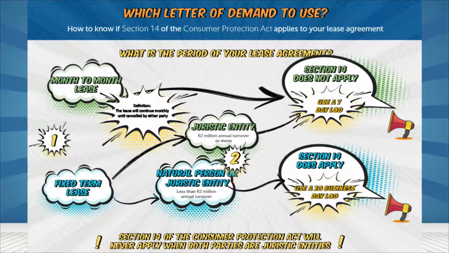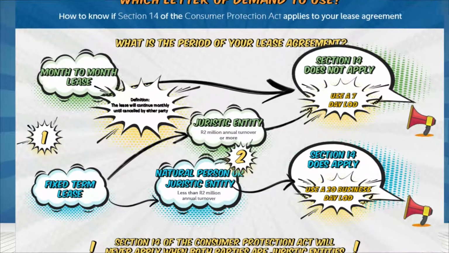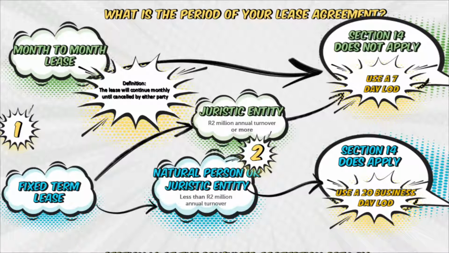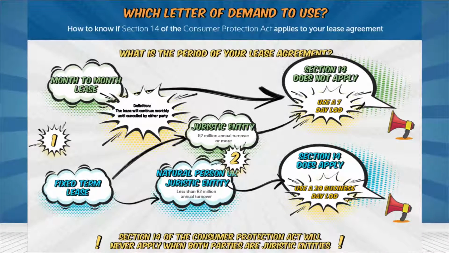And that next step is looking at your parties. So if your tenant is a juristic entity with 2 million Rand annual turnover or more, then you will use a 7-day letter of demand. However, if your tenant is a natural person or a juristic entity with less than 2 million Rand annual turnover, then section 14 of the CPA will apply, and you will have to send out a 20 business day LOD. Just a quick note there that section 14 of the Consumer Protection Act will not apply when both parties are juristic entities.